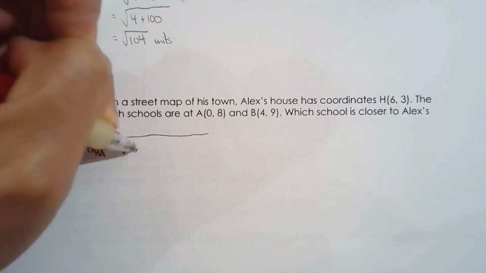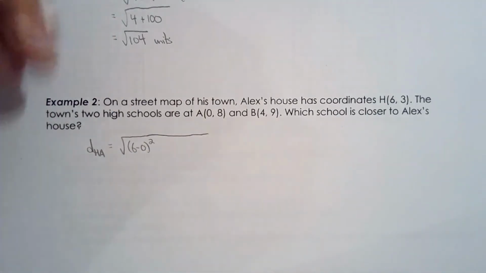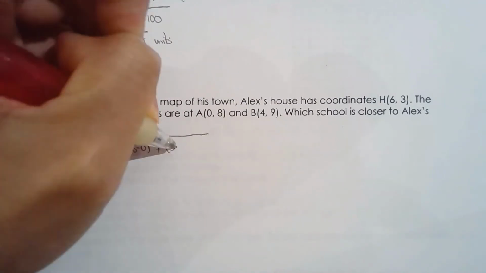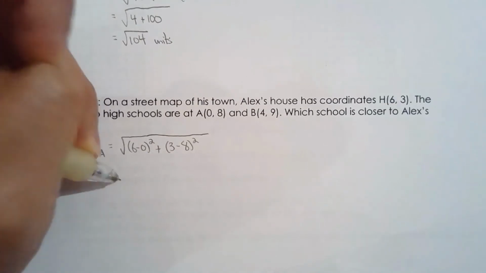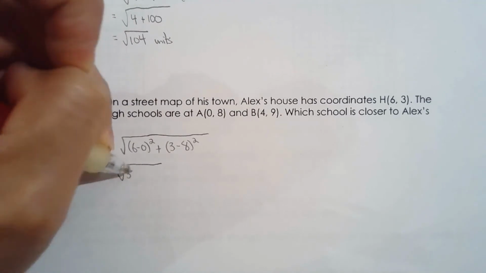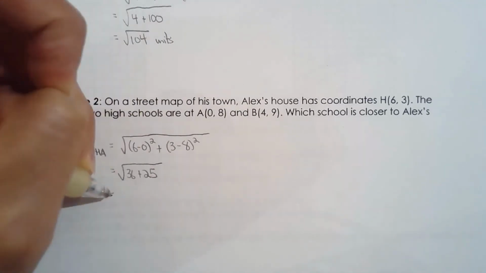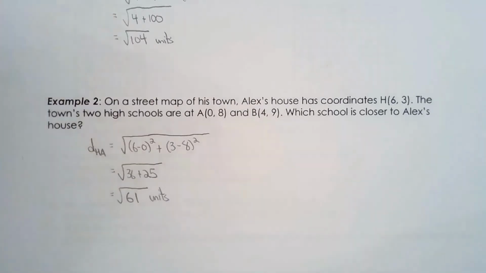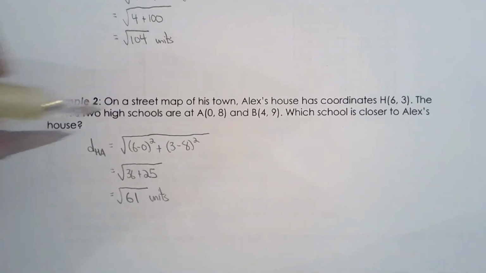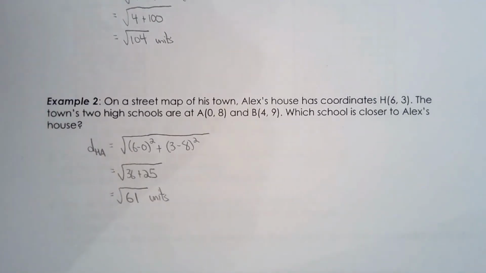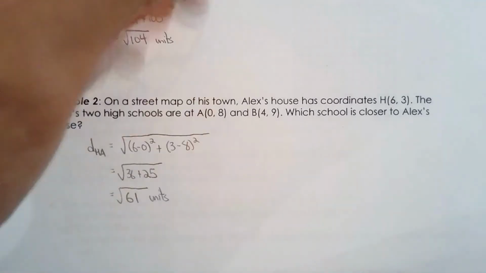Let's see, 6 minus 0. Okay, so that's the run squared. And now it's time to do the rise squared. So this is going to be 36, and this is going to be 25. 36 and 25, that's going to be 61. All right, so the distance from Alex's house to the first high school is square root of 61. Well, that's on the map in units, so I don't know how much 1 unit converts to in real life, but we have root 61 units.